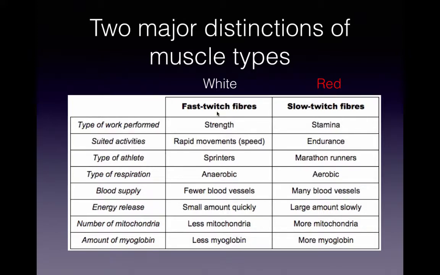Fast twitch fibers have fewer blood vessels that will supply them with blood, contain less mitochondria as well as less myoglobin compared to the slow twitch fibers, which are known for high amounts of ATP production with their more mitochondria as well as their more myoglobin.